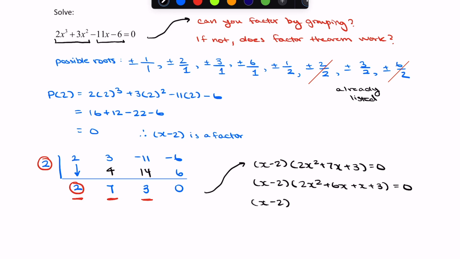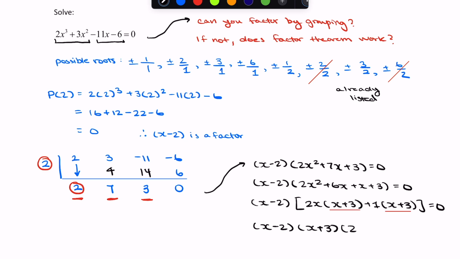x minus 2, factor out here, we'll factor out 2x, so that we're left with x plus 3. And we'll factor out just 1 here, and we'll be left with x plus 3 is equal to 0. Same factors, x plus 3 here, and x plus 3. And so here we have x minus 2 times x plus 3 times 2x plus 1 is equal to 0.